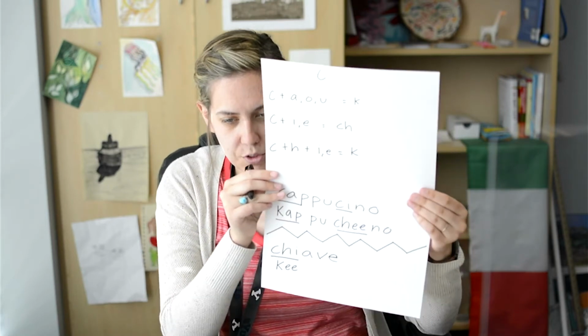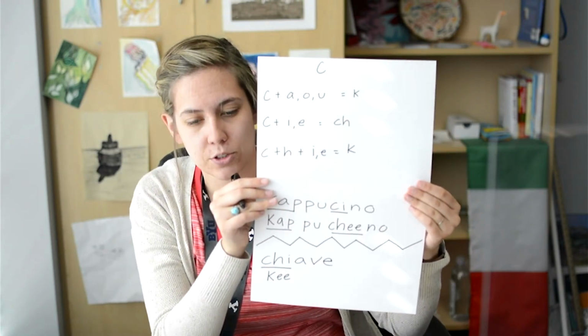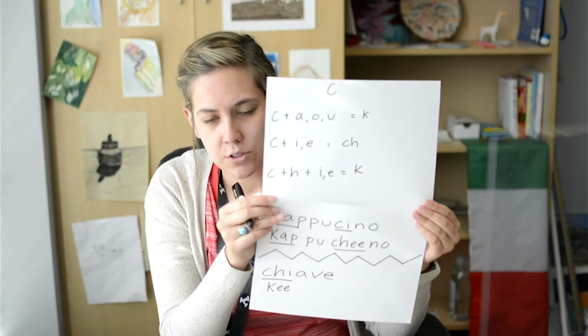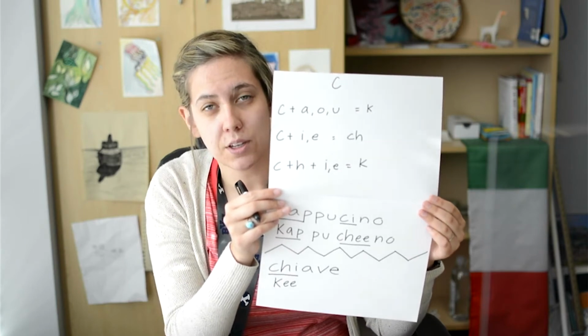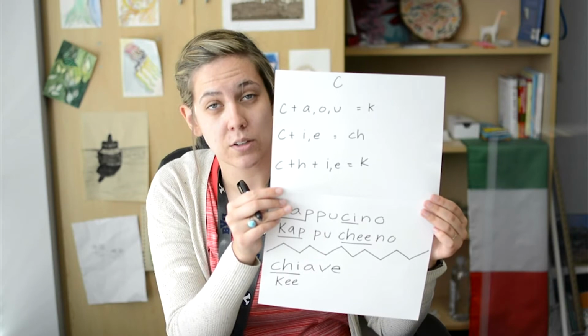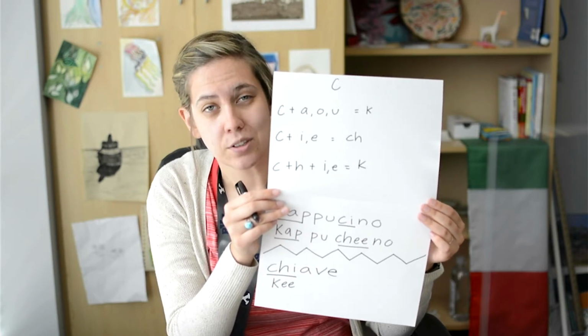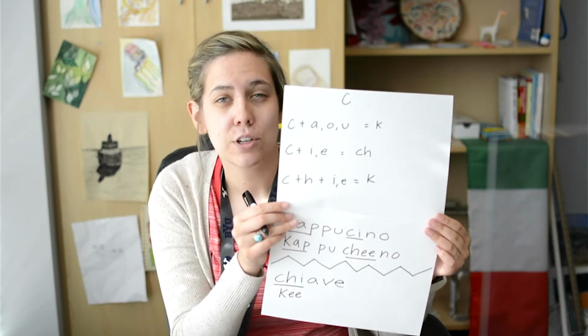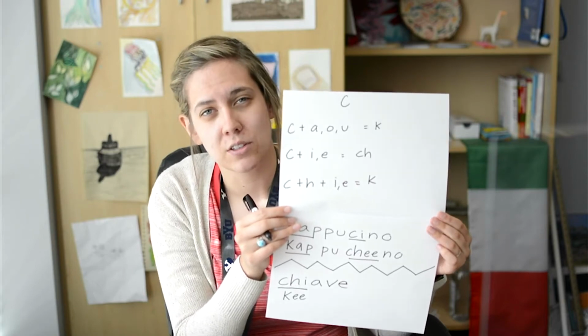Now, one last thing is we have similar rules for the letter G. So here's our letter C rules. Sorry, I'm just checking to make sure that you can see it properly. So C plus A, O, and U makes a K sound. C plus I and E makes a ch sound. But C plus H makes a k sound. CH never ever makes a ch sound in Italian, all right?